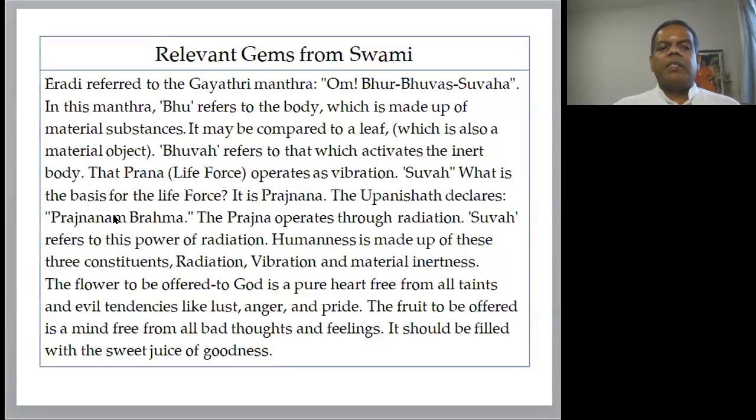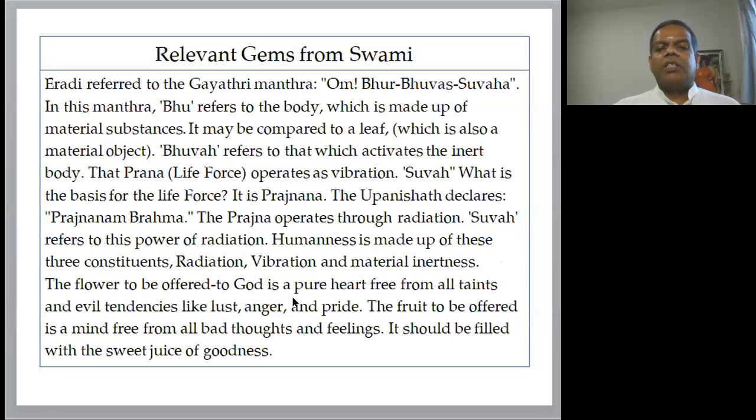Suvaha, what is the basis for this life force? It is prajnana. The Upanishad declares prajnanam Brahma. The prajna operates through radiation. Suvaha refers to this power of radiation. Humanness is made up of these three constituents: radiation, vibration, and material inertness.